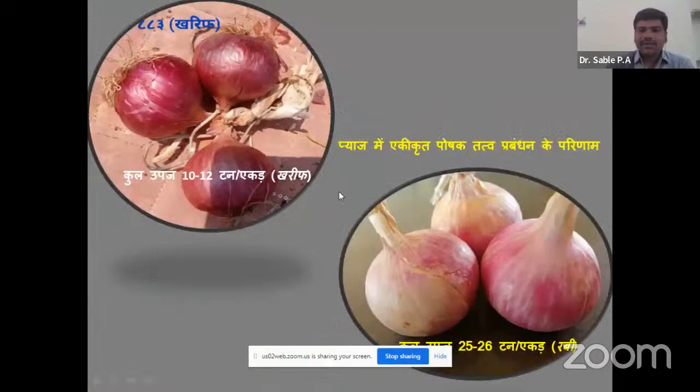Now here I wish to share this slide. This is the kharif onion and this is the rabi onion. This is my own field and this is at an experimental university.